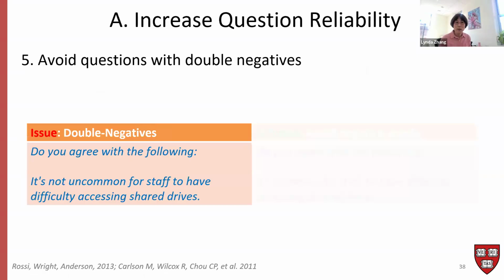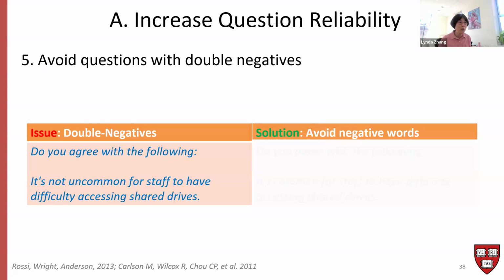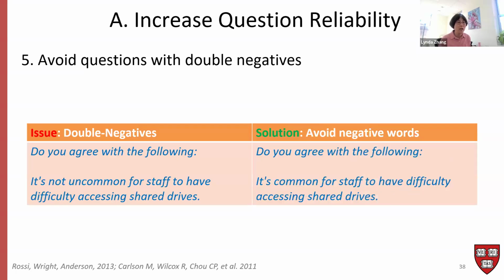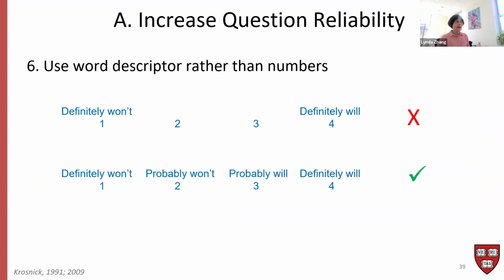And the fifth way is to avoid questions with double negatives. So here's an example. Do you agree with the following? It is not uncommon for staff to have difficulty accessing shared drives. Well, seemingly all right when you talk about it in daily life, but negatives are a little hard to process. Especially when you answer yes, what does it mean? It could mean the other way around. Therefore, you want to avoid negative words. You can say, it's common for staff to have difficulty accessing shared drives.